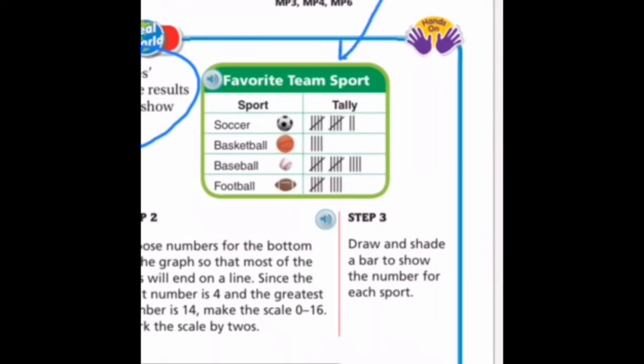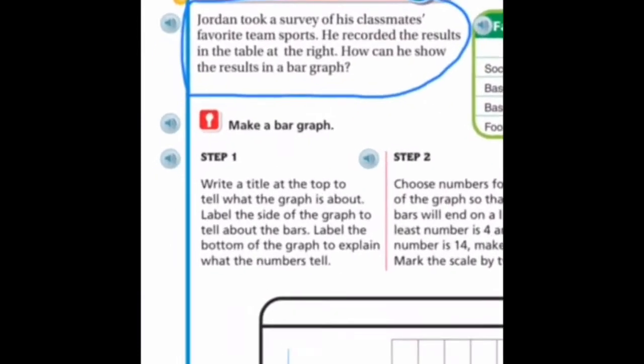So we're looking at this tally chart right here, and our goal today is to make these tally charts or frequency tables into bar graphs, right? So we have favorite team sport, we have all the sports listed, the tallies, and here are our sports, and there, of course, are all the tallies. So we're going to use that tally chart, like I said, to make our bar graph. Let's look at each step.